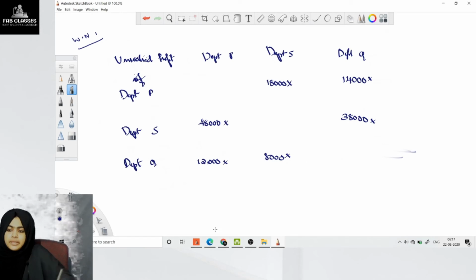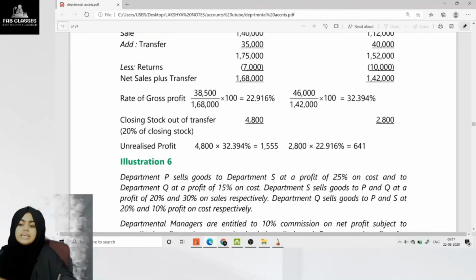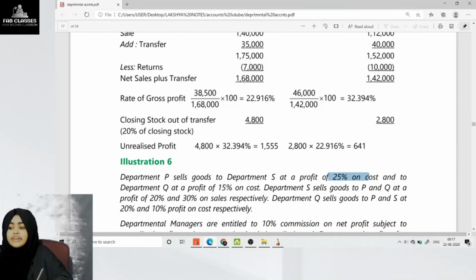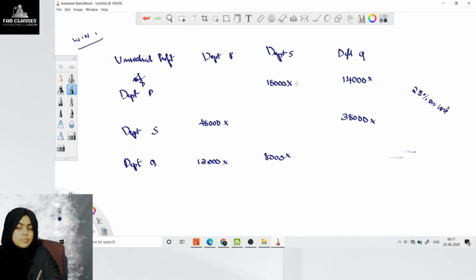So the department P, it's given in the question. Let's read the first part of the question now. So the department P is selling goods to department S at a profit of 25% on cost and to department Q at a profit of 15% on cost. So this is something which is important to be noted. They have given that department P is transferring goods to department S at 25% on cost. But this 18,000 is not the cost. It includes the profit element and it is the selling price. It is not the cost price.